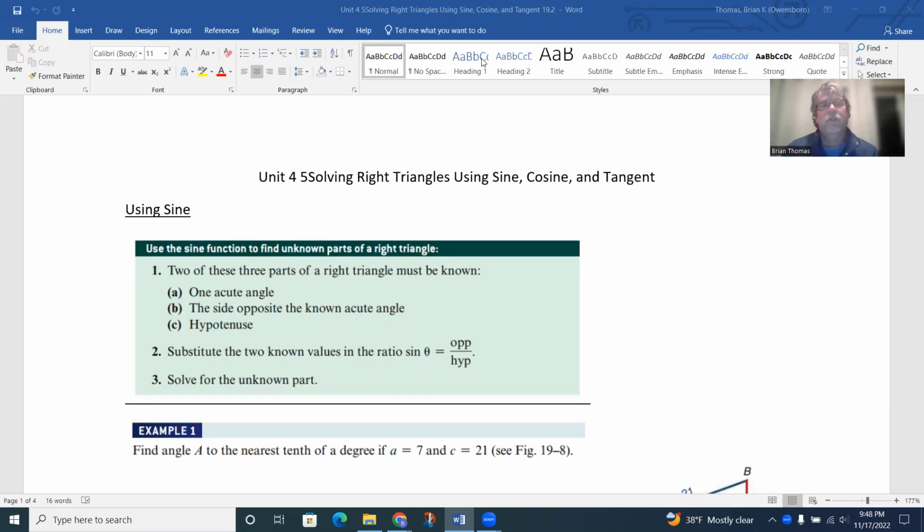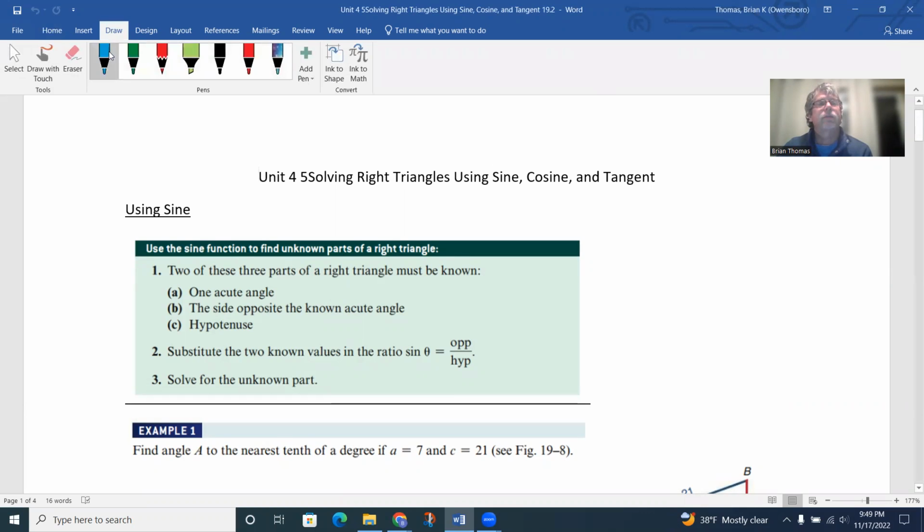So moving a little bit further into trigonometry, we're going to start solving right triangles using sine, cosine, and tangent. So we're going to try to apply what we learned earlier. Now, to try to remember sine, cosine, and tangent, they have a little phrase.